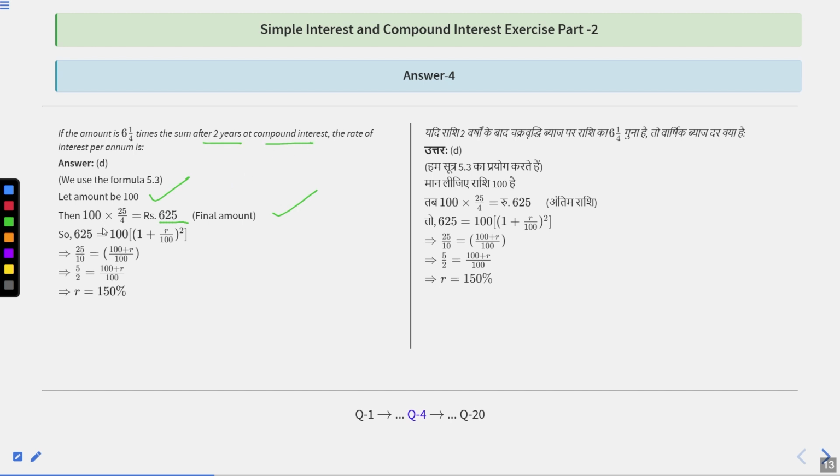So what is the formula of the compound interest amount? A equals P(1 plus R upon 100) to the power n or T. So we just put in the values: 625 is our amount, P is our principal. We need to calculate R because we have time as 2 years. Clear? So when we calculate it, we get the value of R, which is 150%. D is the correct answer.